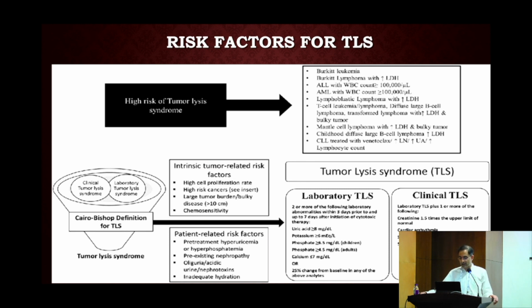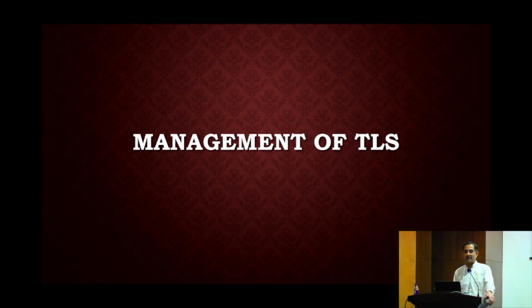In addition to that, patient factors also play a role. If there is a previous history of AKI, nephropathy, oliguria, inadequate hydration, or the patient has poor premorbid status, all these can contribute. And of course, the type of therapy also plays a role in what are called the risk factors.